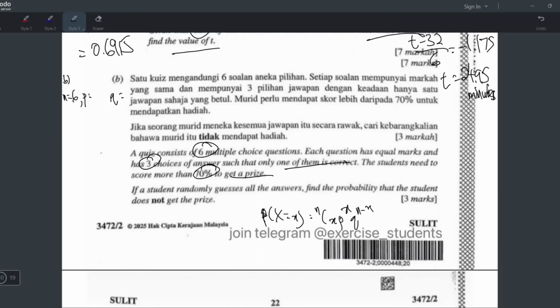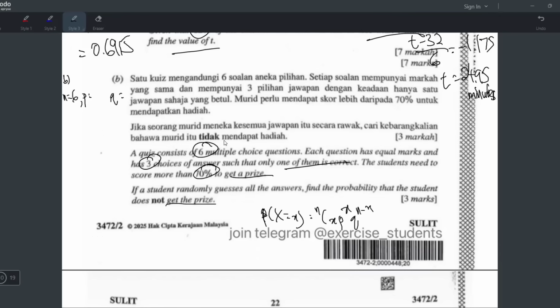Okay, if you want to know the probability of success, you tengok apa soalan mau cari. Kalau contoh dia mau cari probability yang correct, that means probability of success is correct lah. Kalau dia nak cari probability yang student not correct, then the probability of success is probability of not correct. Okay, so the soalan says probability that the student does not get the prize. Tapi dia dah cakap sini kena score more than 70% baru dapat prize. So what is the probability of success? Okay, let me think.